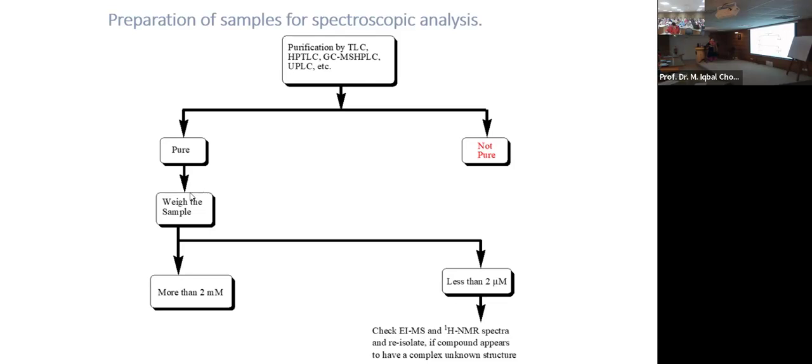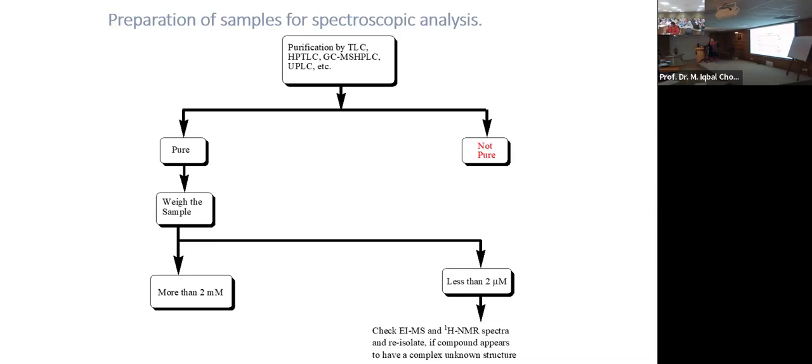If you have the pure compound, you need to weigh the sample. If you have more than 2 millimolar sample, then you can proceed. If you do not have that much quantity, then you cannot proceed further. There is no use, because you cannot do all the spectroscopic analysis. You have to use IR, UV, different types of mass spectroscopic techniques, and mass is a destructive technique, and then NMR.